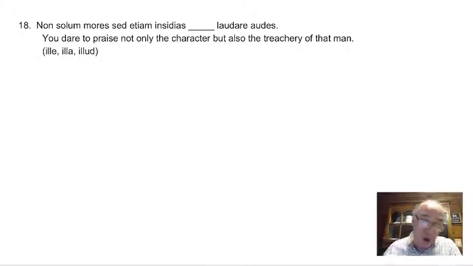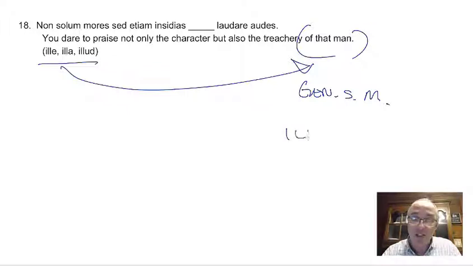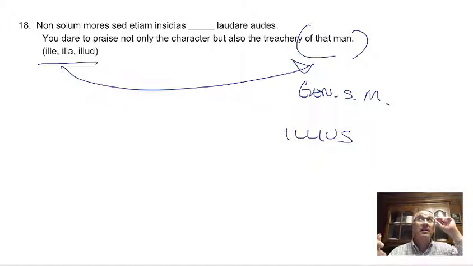Number 18, non solum, not only the character, but also the treachery of that man. Here we go. Of that man is genitive, singular, masculine. And we know the genitive singular masculine is illius. Ille, illa, illud, illius, illius, illius. Oh, I-L-L-I-U-S. Got it.